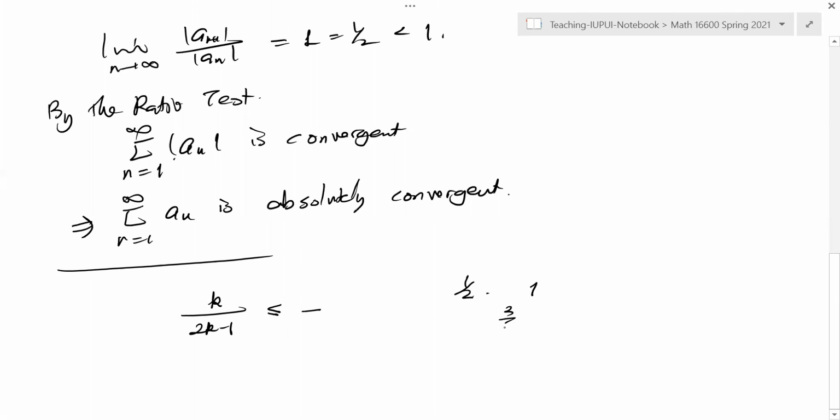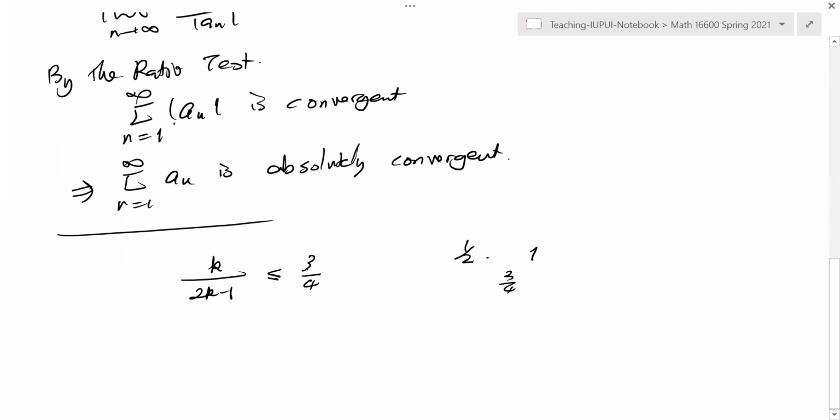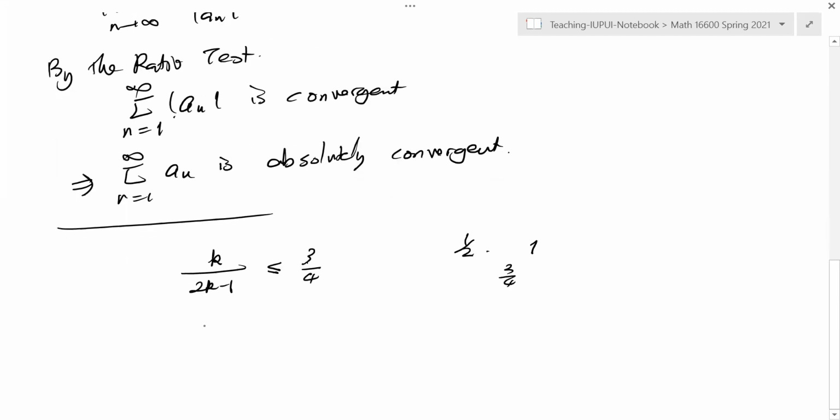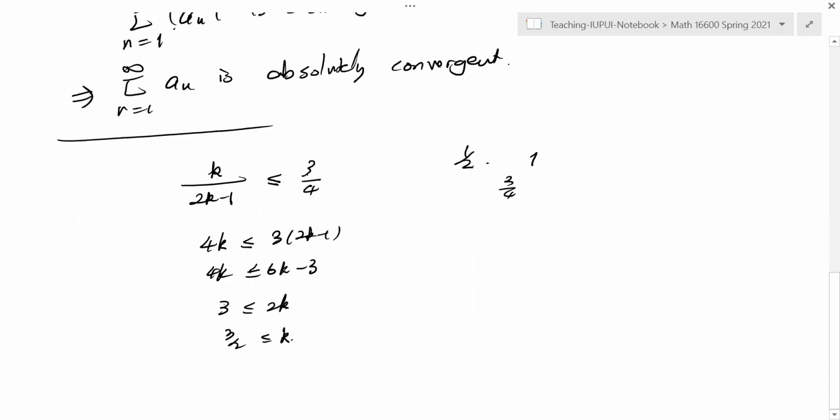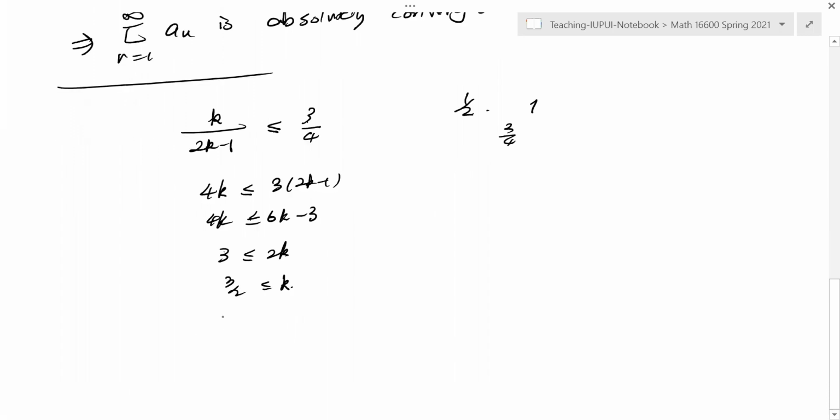Let's say 3/4, right? So the question is, for what value of k is this going to be less than 3/4? Well, you can solve this inequality. 4k less than or equal to 3 times (2k minus 1), so 4k less than or equal to 6k minus 3. And that gives 3 less than or equal to 2k, so 3 over 2 less than or equal to k. So actually, when k is greater than 2, it's already less than 3 over 4, okay? When k is greater than 2, that's enough.